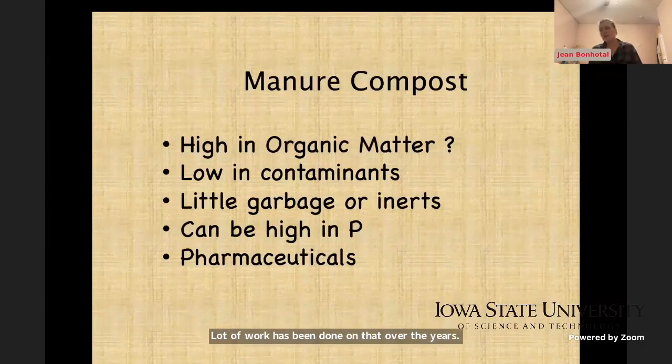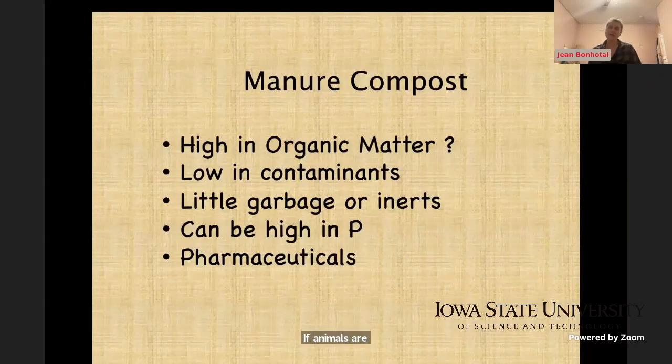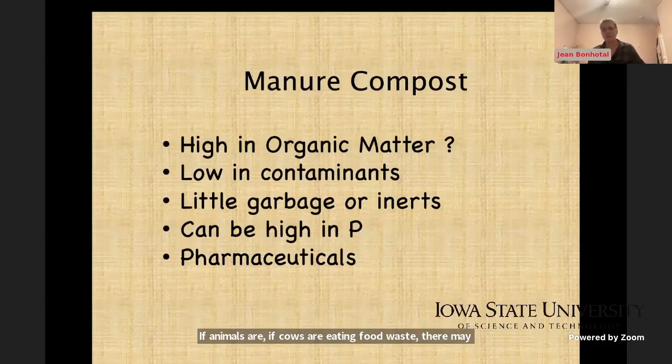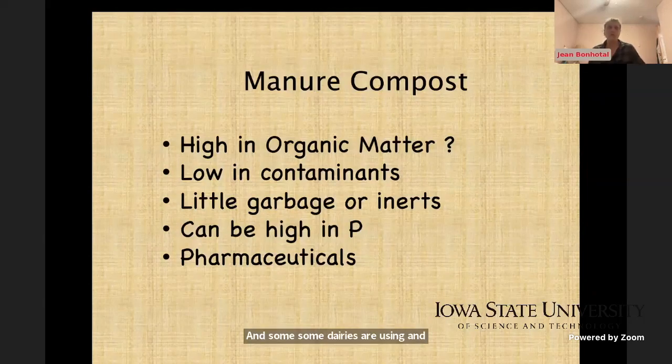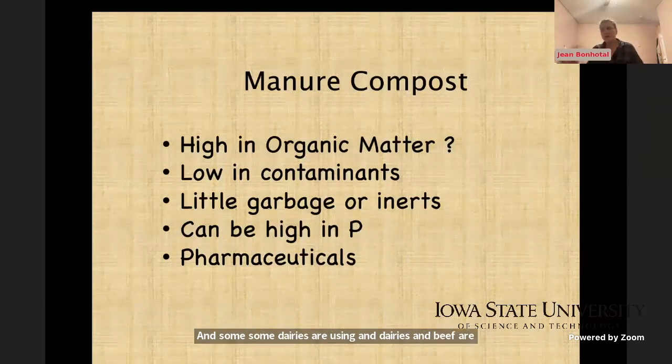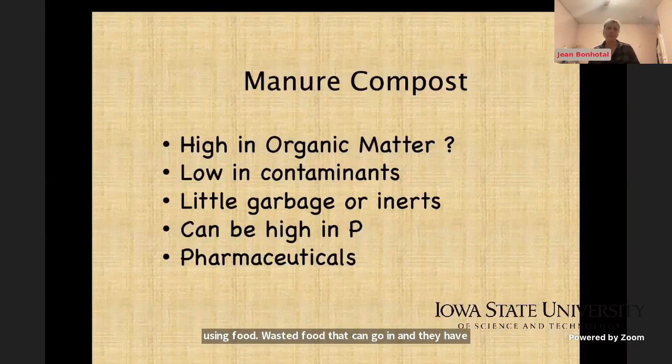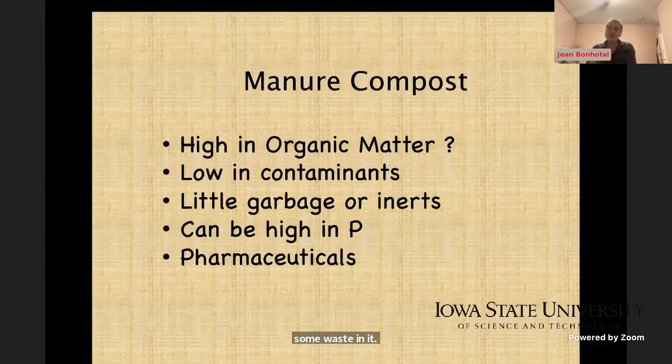Little garbage. Generally, there's very little garbage unless cows are eating food waste, then there may be a little bit more of the packaging waste and things like that in it. And some dairies and beef are using wasted food that can go in, and they have depackaging units and everything, but it could have some waste in it. Can be high in phosphorus.